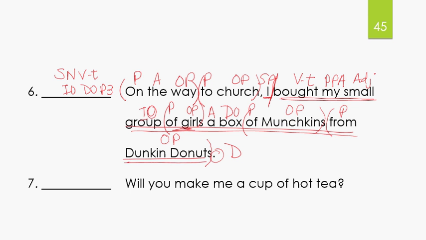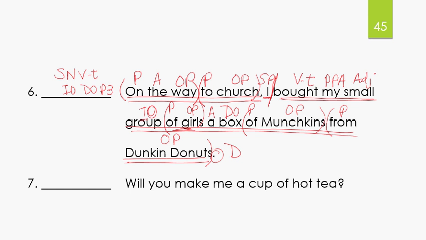Also, when did that happen? On the way to church. So this is an inverted order sentence because this tells when it happened, and you know that when, how, and where modifiers will need to stay with the complete predicate.